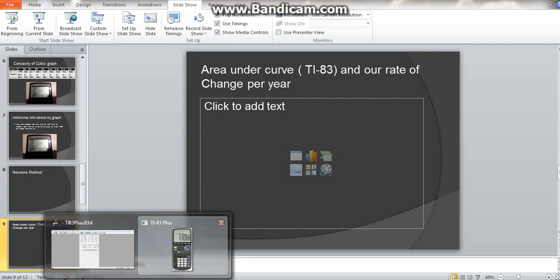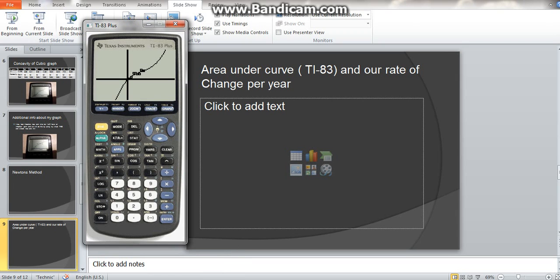Next, we're going to find the area under our graph. What we're going to do is second calc 7. We're going to set our lower limit to negative 0.5, our upper limit to 160.5. Oopsie. 160.5. Hit enter.